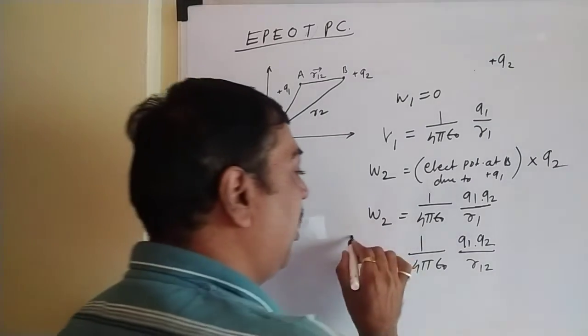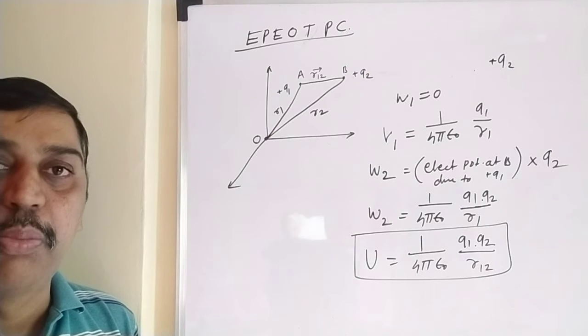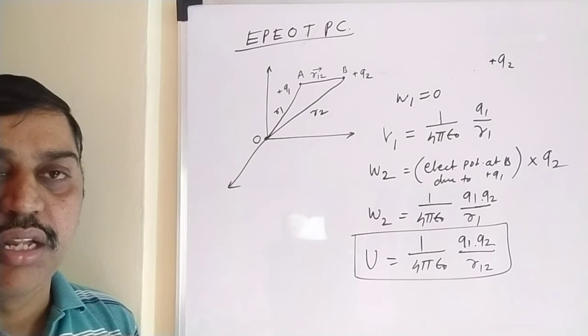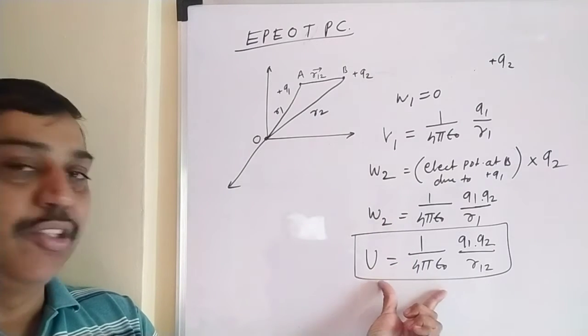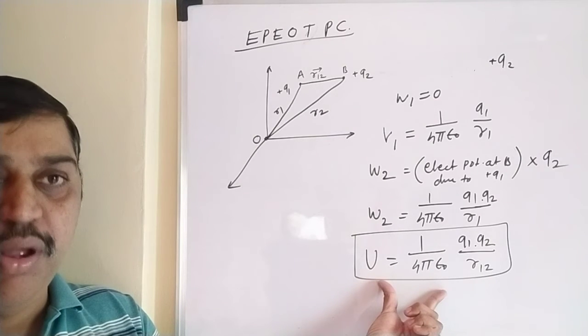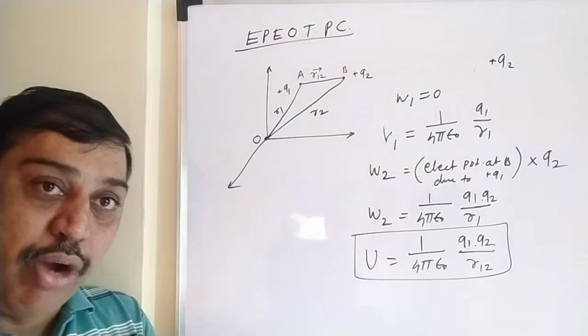So this is nothing but the potential energy required to bring two point charges from infinity to the given place, Q1 at A, Q2 at B. This much amount of work done is required, and it is stored in the form of potential energy, given by this expression due to the two point charges.